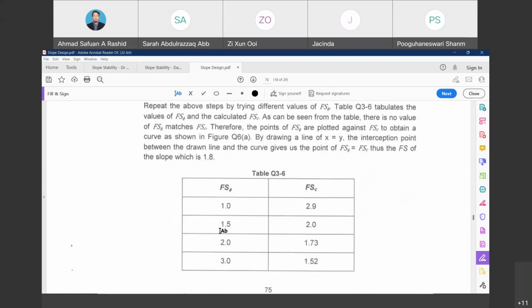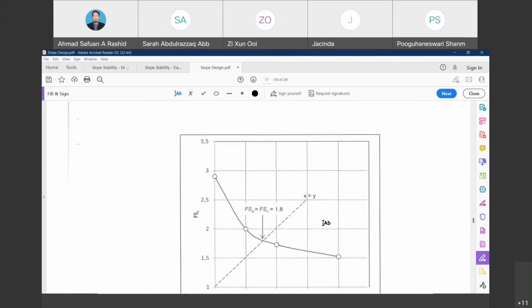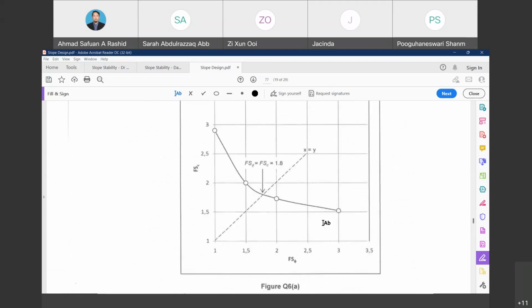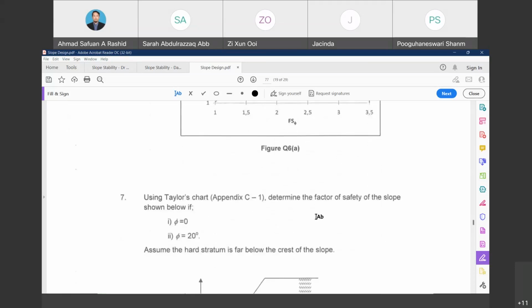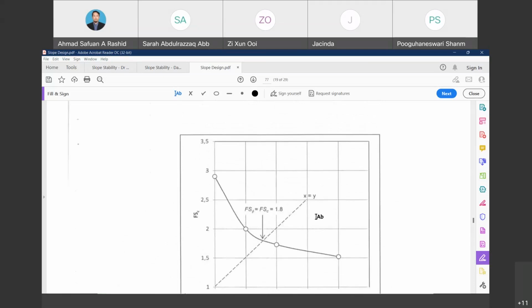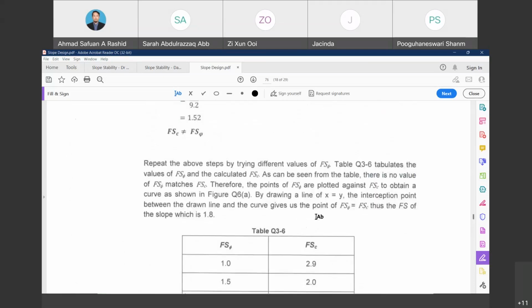Then Dr. Kamarudin listed up to 4 trials, with the 1.5 not being included in the example. So he obtained 2.0, the same approach with what we have discussed with Dr. Noli. We draw the relationship, and then draw the line of equality. Then we obtain 1.8 for the factor of safety. So that is for the other approach by using the force polygon.